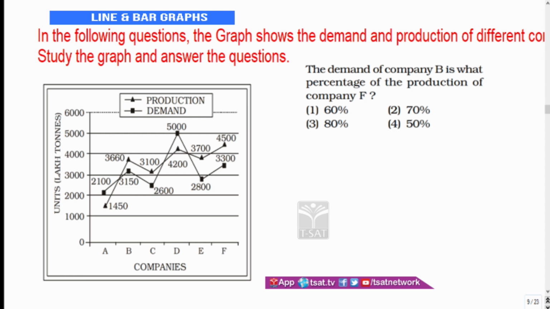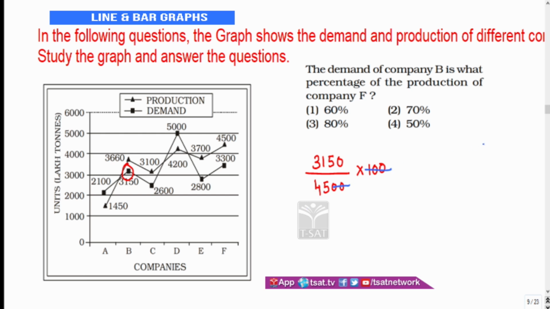The demand of company B is what percentage of the production of company F? First, the demand of company B. Demand is a square shape, that is 3150. It is what percent of the production? Production is a triangular symbol here. Production of company F is 4500. Two zeros cancel anyway.